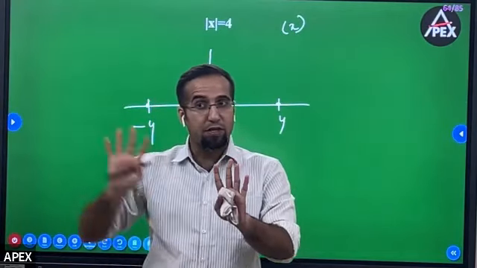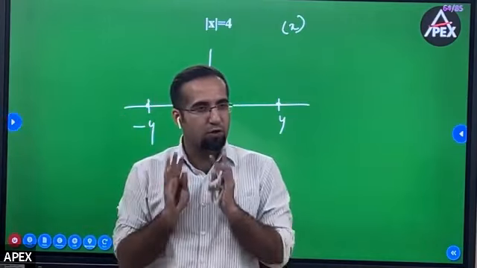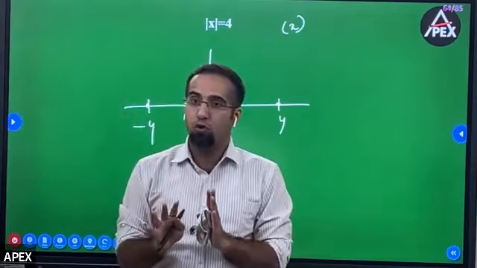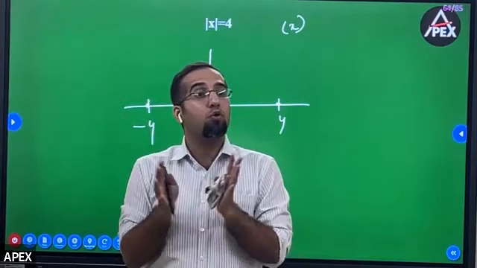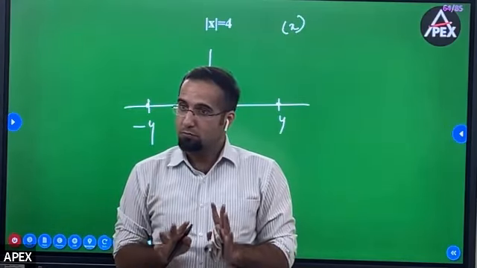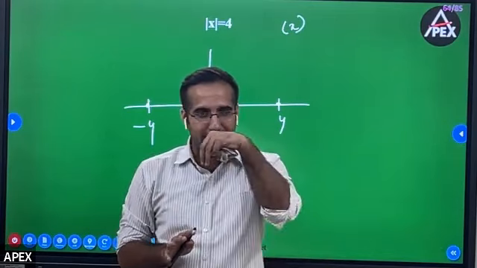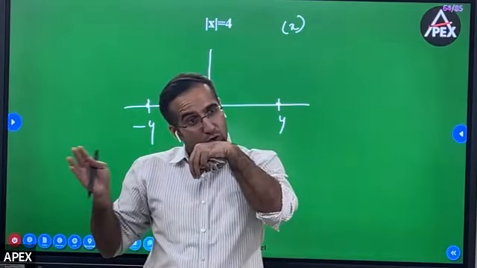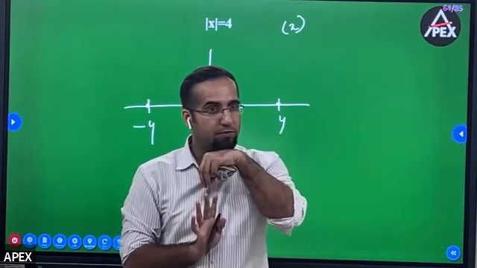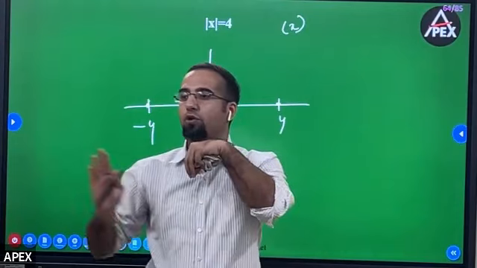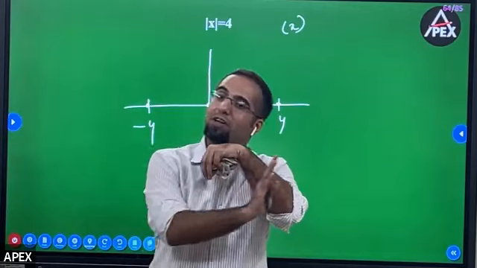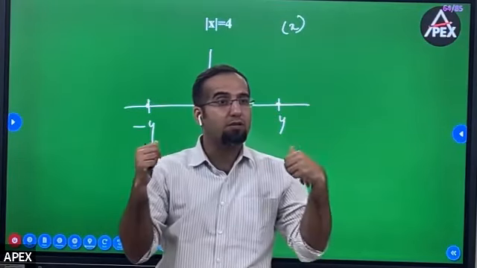Mod x is equal to 4. So in short, if you're standing at a point called 0 on the x-axis, if the question says mod x is equal to 4, I have to walk 4 units on the x-axis. Are you able to understand? So 4 units on the x-axis, I can either go right hand side or I can go left hand side. Clear? So if I'm standing at 0, 4 units on my right hand side is plus 4. 4 units on the left hand side is minus 4. My answers are plus 4 and minus 4.